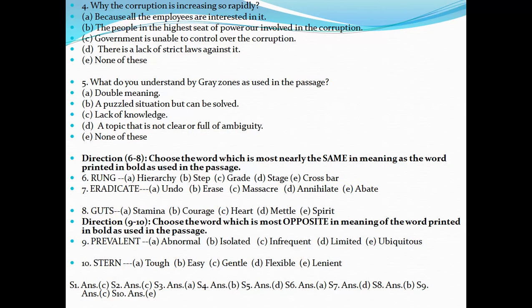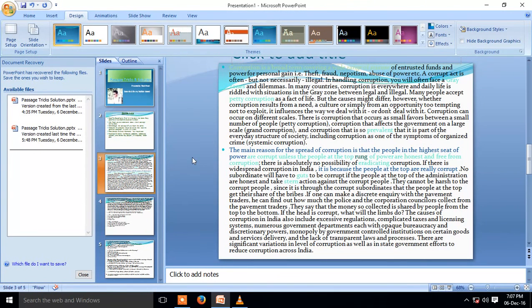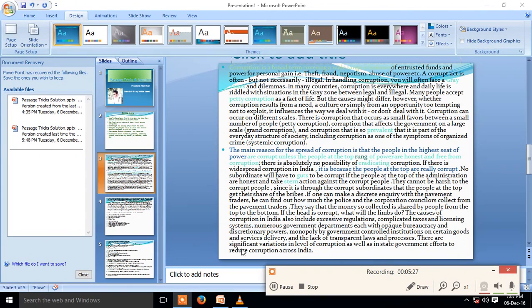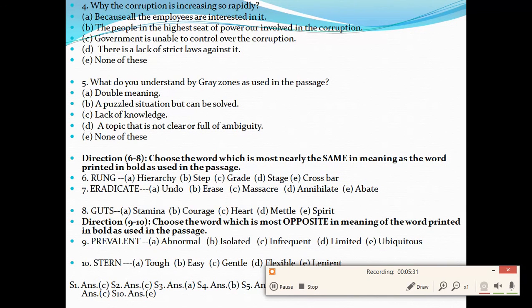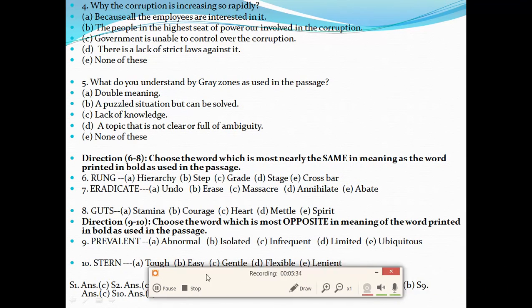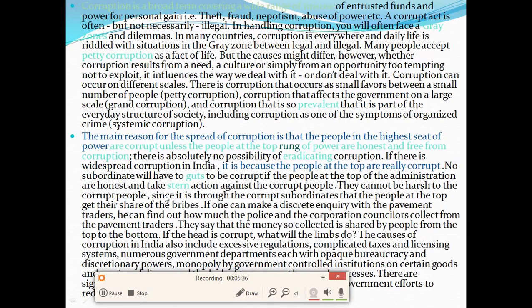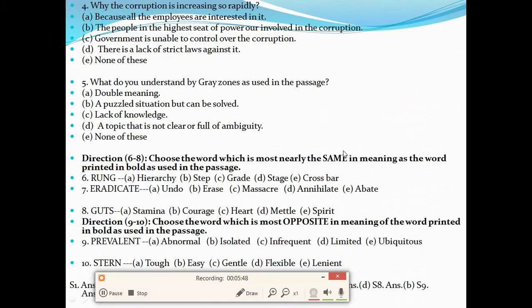Then start first. The sixth question is rung, meaning the same as. You have to search where it is written. "The highest seat of power are corrupt unless the people at the top rung of power." Then what can we expect the meaning of rung to be? Here it is talking about the one who has his family support, his hierarchical support. Then we can select the first option, hierarchy.